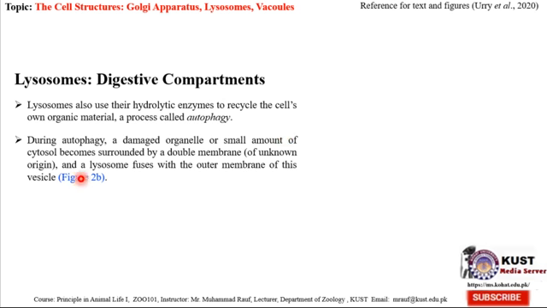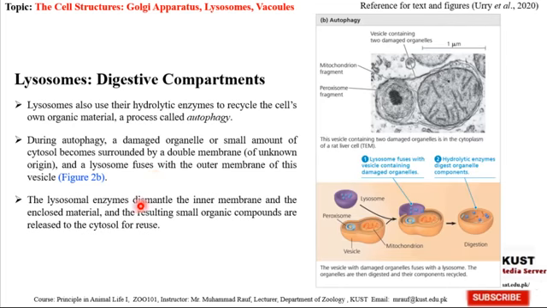So during the autophagy process, a damaged organelle or small amount of cytosol becomes surrounded by a double membrane of unknown origin, and a lysosome fuses with this membrane. The lysosomal enzymes break down the inner membrane and the enclosed material, and the resulting small organic compounds are released to the cytosol for reuse. Of course, when the hydrolytic enzymes degrade a polymer, then the monomers are released and become available for the cell to be reused somewhere else.